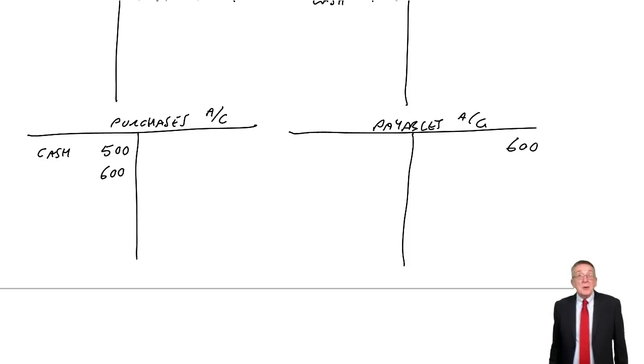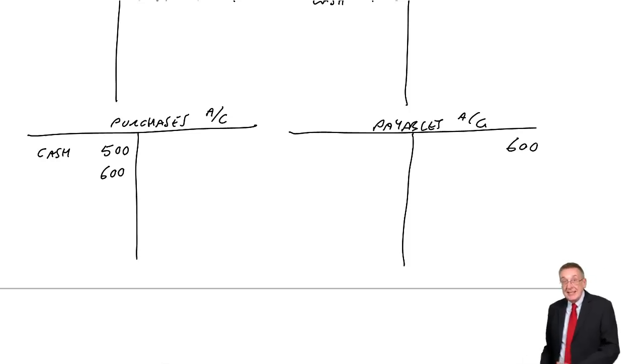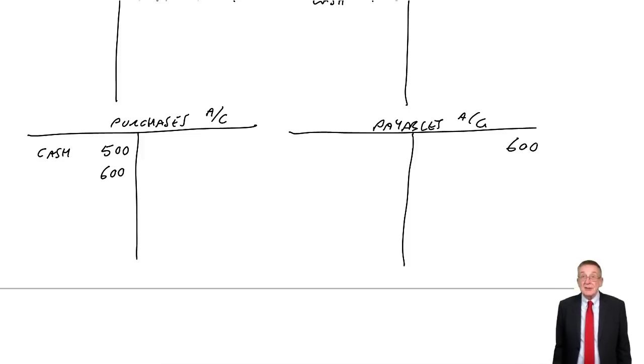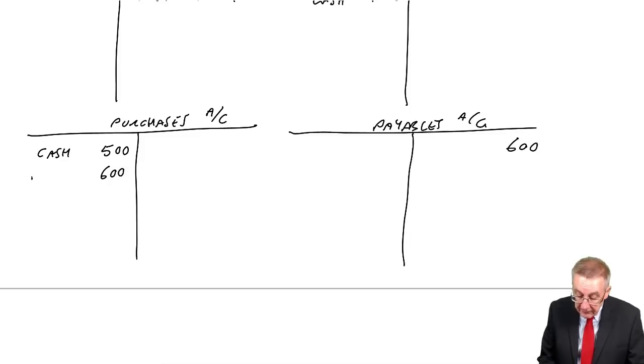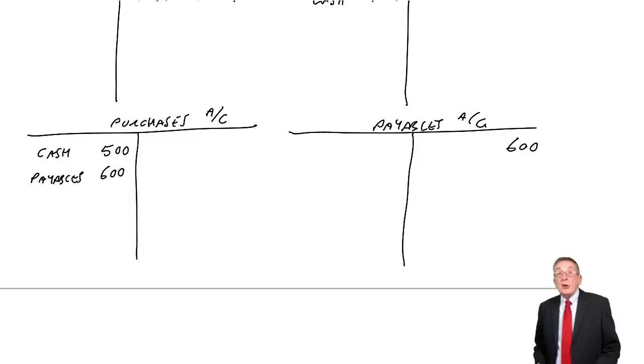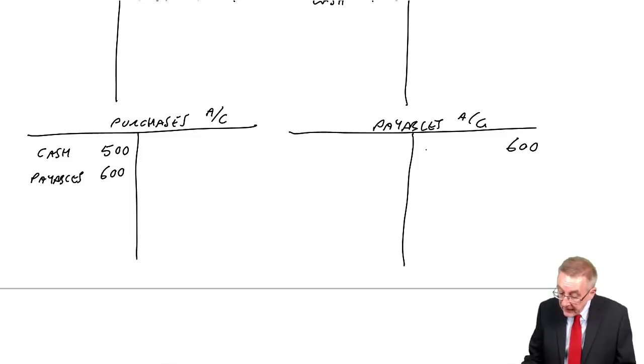And in fact, payables we used to call creditors. Creditors. Beautiful, it made sense. We don't use the word creditors anymore, it's payables. But debit purchases to record the fact we've bought goods. Credit payables to record the fact that we owe money.